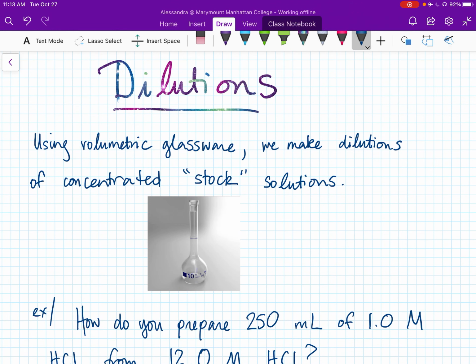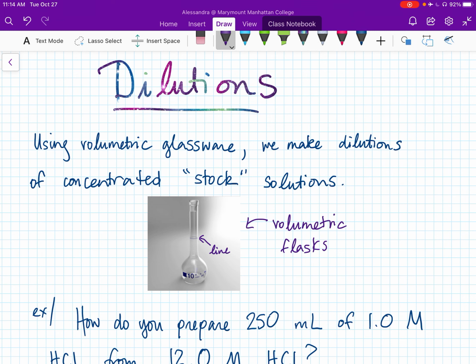All right, so one common practice in the chemistry lab is to make dilutions of concentrated solutions using volumetric glassware. For example, this is a picture of a volumetric flask. Volumetric flasks come in all different sizes, but they are calibrated for exact volumes. And this little line here corresponds to the exact volume that the flask is designed to measure. In this case, it says 10 milliliters. So this would be your measuring line.